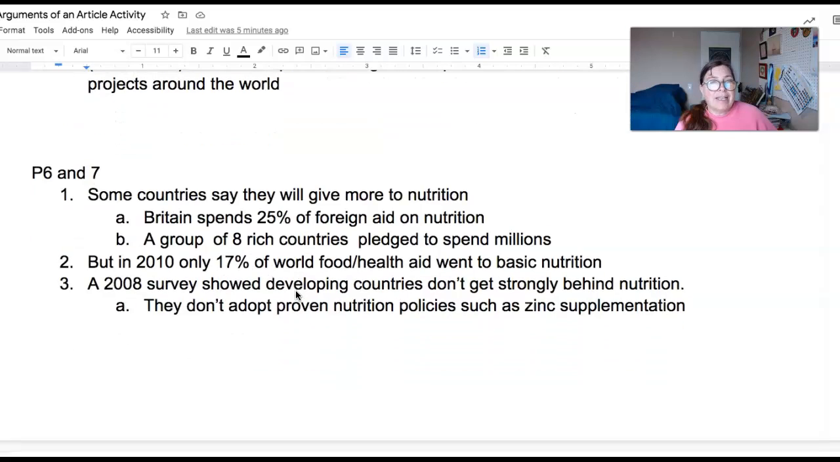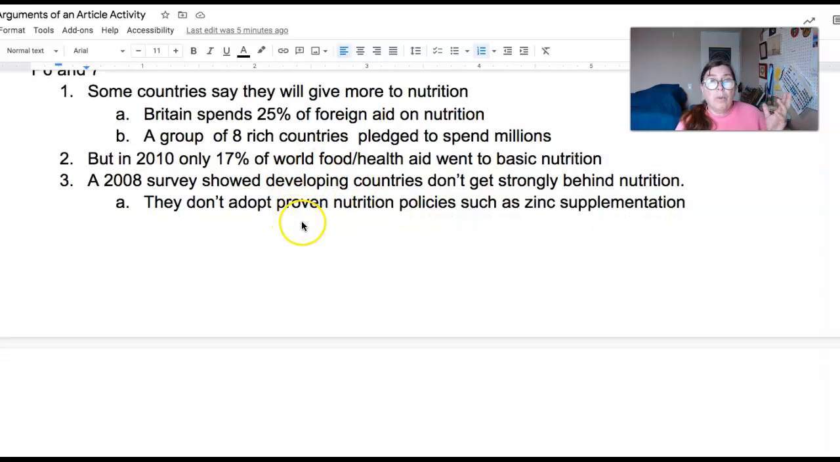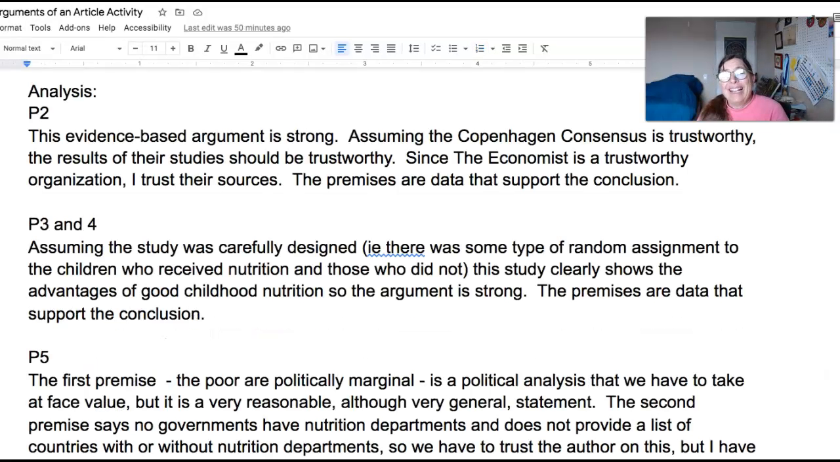And finally, the last argument is that there's been a lot of talk, but not so much done. Again, facts-based. They told me about the talk that's happened. They gave me some specific data on the talk that's happened. They gave me some specific problems about things not actually happening, money not being spent. And so the conclusion they've supported with their premises is that there's been little follow-through on the nutrition studies. With the facts they gave me in the premises, they've supported that conclusion that there's been little follow-through on nutrition studies or programs. So you can read through the analysis on your own.